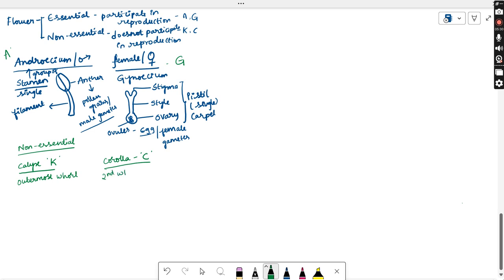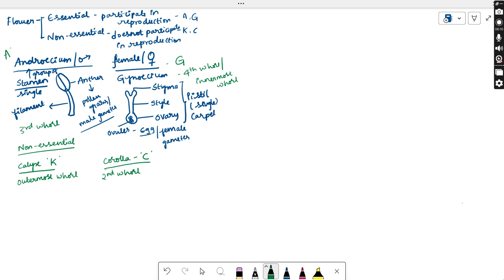And the second wall, where the flower attains different colors, is the corolla. This is the second wall and the calyx is the outermost wall. The androecium is the third wall of the flower. Gynoecium is the fourth wall, or innermost wall. The outermost wall is the calyx and the innermost wall is the gynoecium. If the flower contains all these four walls, that flower is said to be a complete flower. If any wall is missing, it is an incomplete flower.